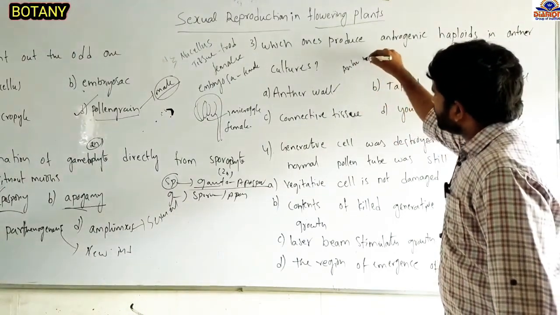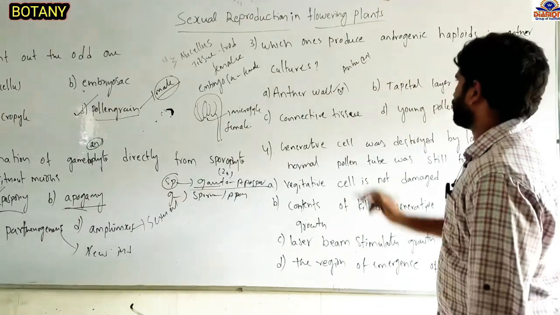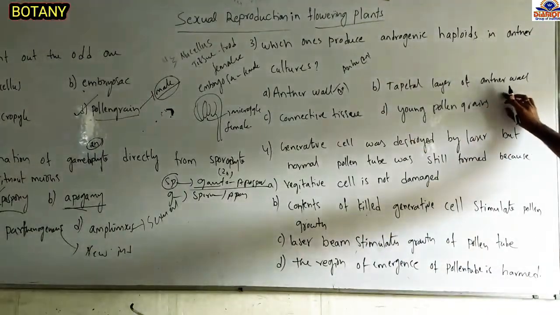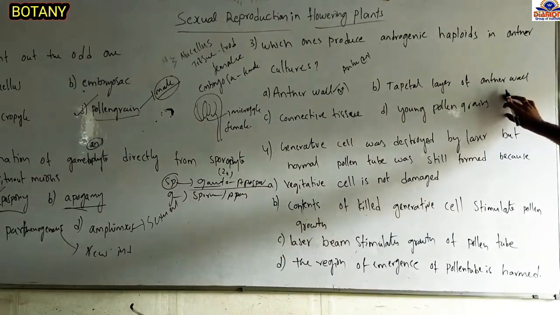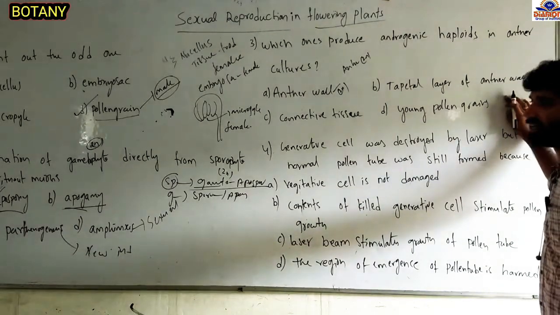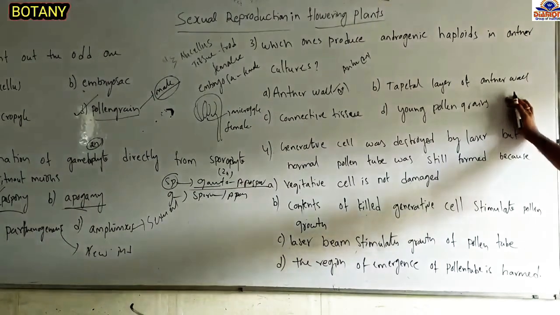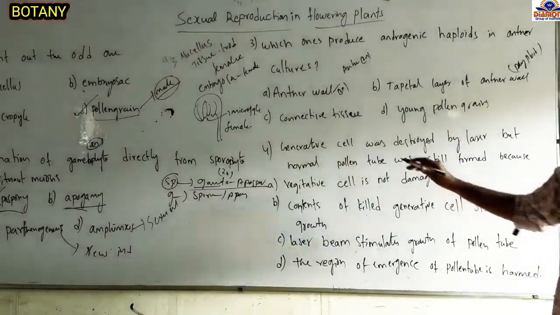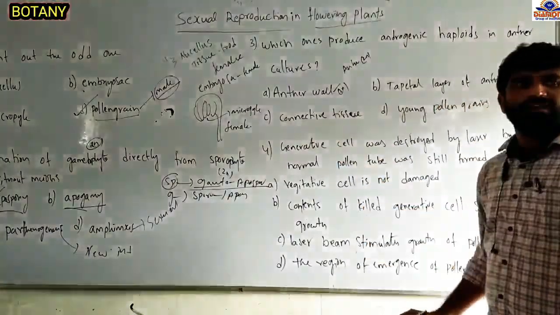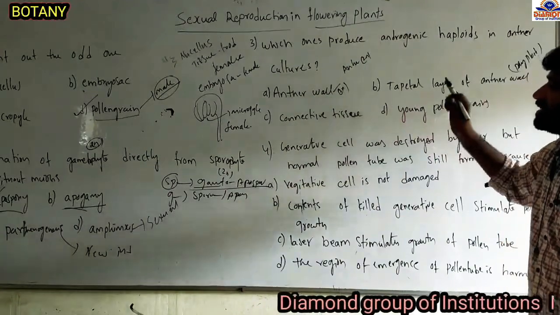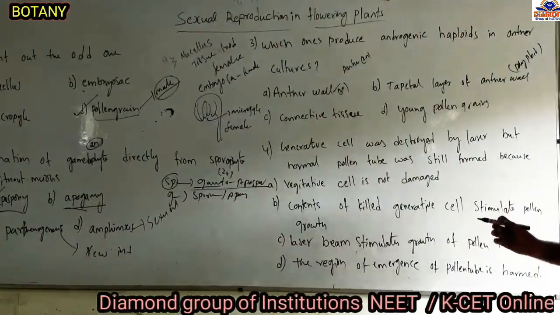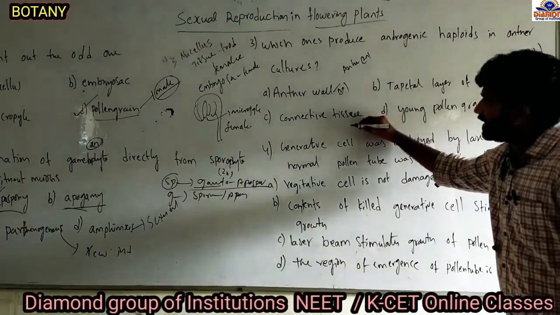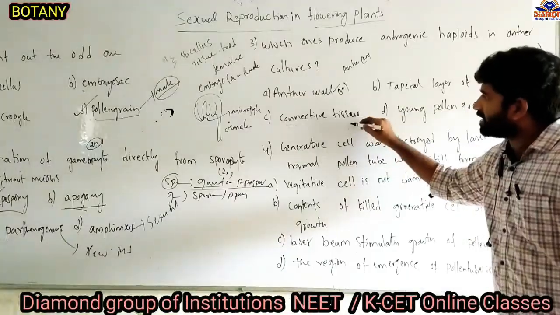Anther is diploid, so the anther wall is also diploid. Tapetal layer of the anther wall. Anther walls contain epidermis, endothecium, middle layer, and tapetum. These four layers are diploid only. So the tapetum is diploid, otherwise also called polyploid. And connective tissue. In the center of the anther, the connecting tissue between the anther and the filament is also diploid.